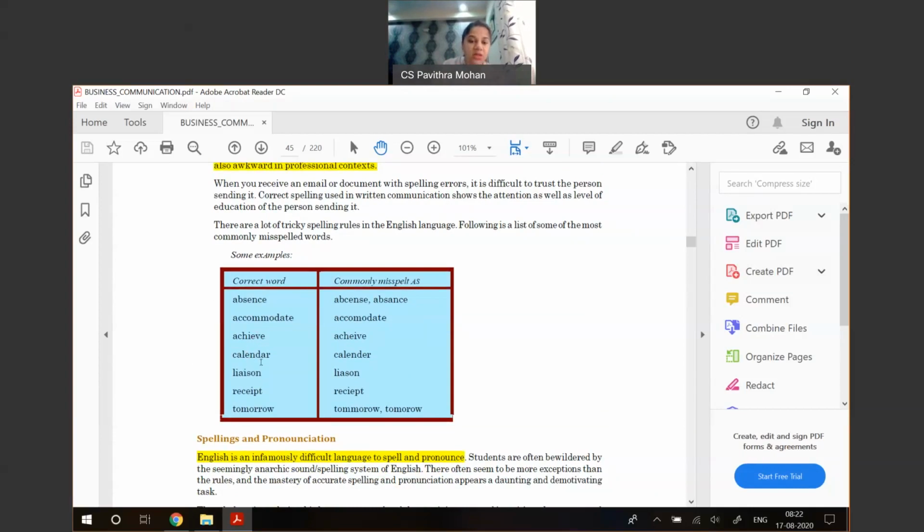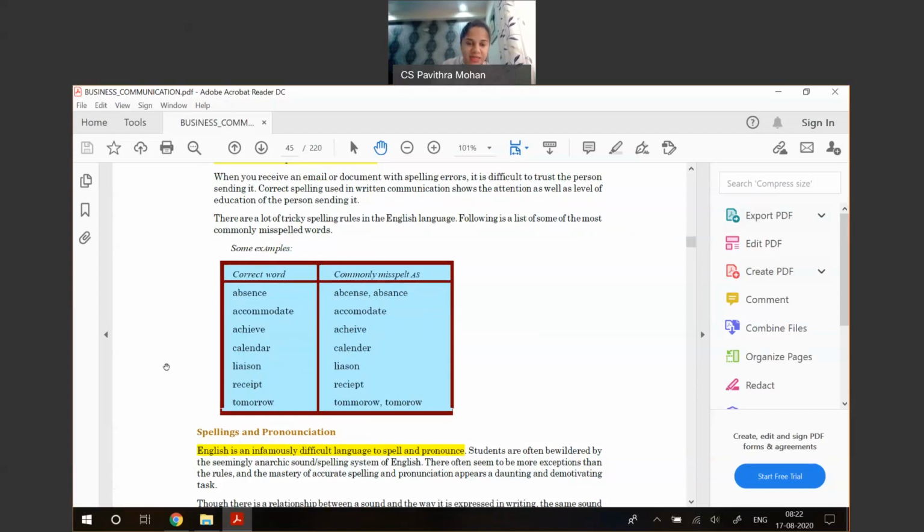Then you have calendar, liaison, receipt, or tomorrow. Okay, so these are the examples they have given where they are saying the words can generally be misspelled. Kindly ensure that you don't make any spelling mistakes when you're presenting a document.